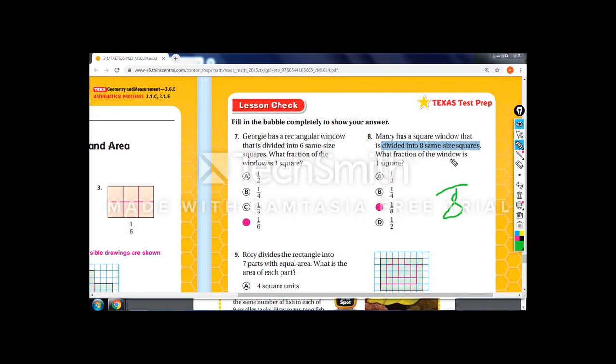And what fraction of the window is 1 square? Well, there's 1. So I'll get the total number of squares. That's this one here. And then the 1 unit square. What fraction is 1 unit square? That's 1. Sorry about that.